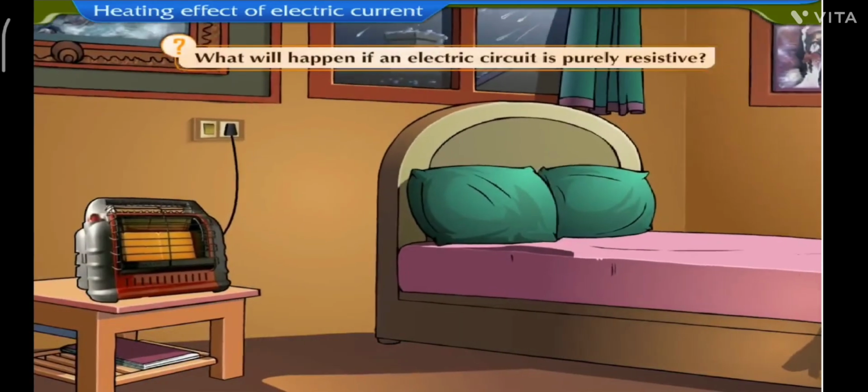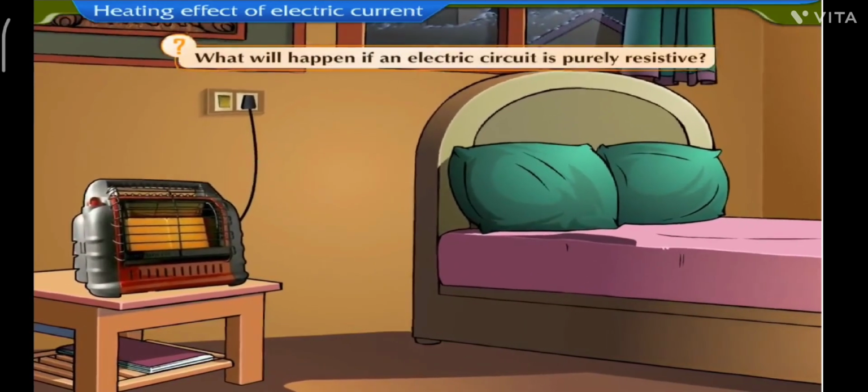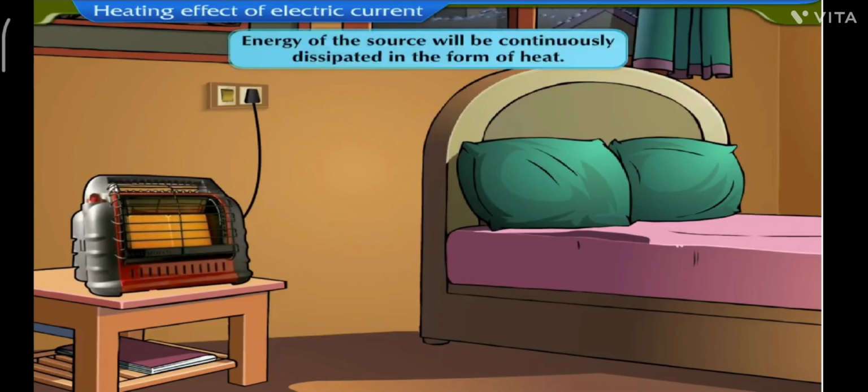But what will happen if an electric circuit is purely resistive? Well, the energy of the source will be continuously dissipated in the form of heat. This is the heating effect of electric current. Let us explore in detail the heating effect of electric current by studying Joule's law.